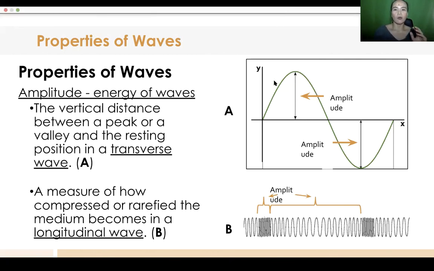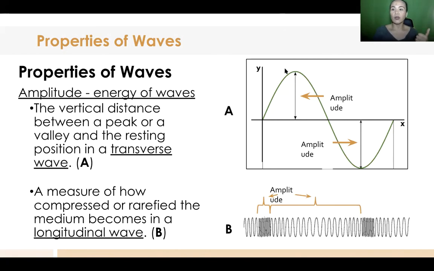Okay, so let's summarize one more time. Amplitude has to do with the energy of the waves. Okay, the higher your amplitude is, the greater the energy in your transverse wave. Same is true with your longitudinal waves. The longer your rarefaction is, the farther away the particles are, the greater your amplitude or energy. And if they're near to each other, the less energy of the waves in your longitudinal wave.